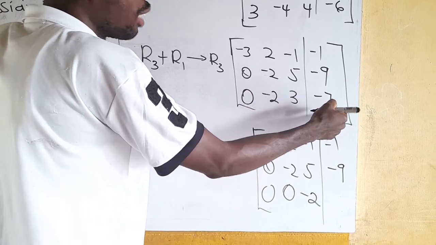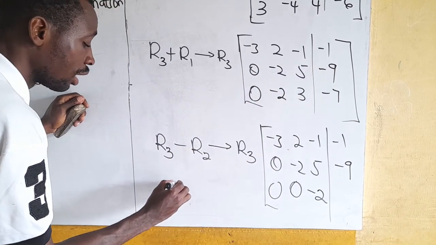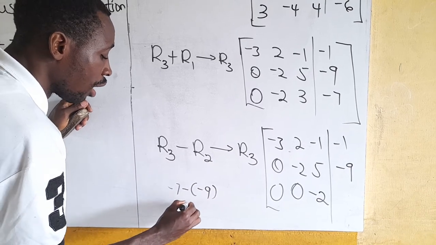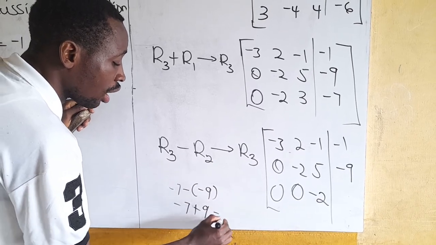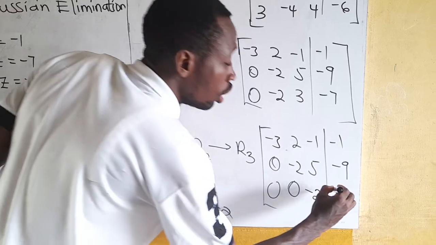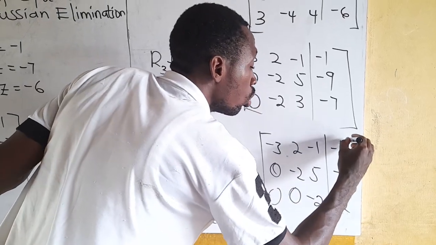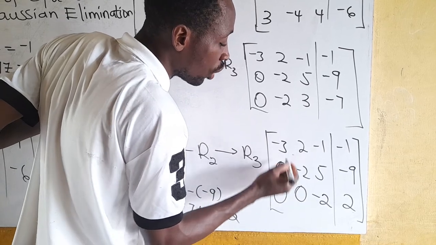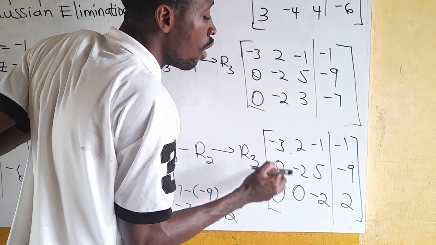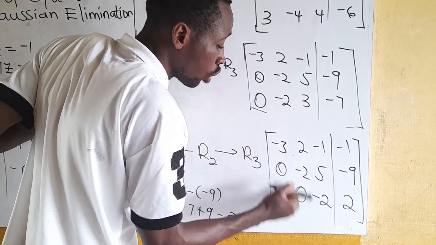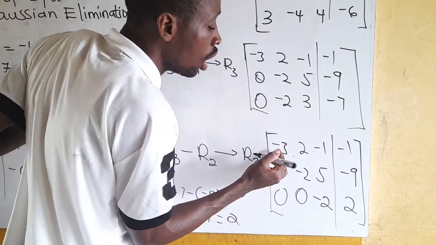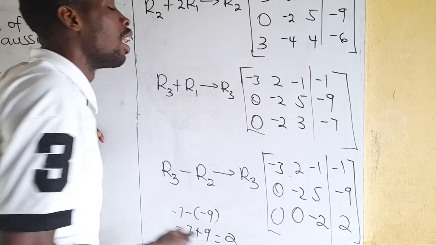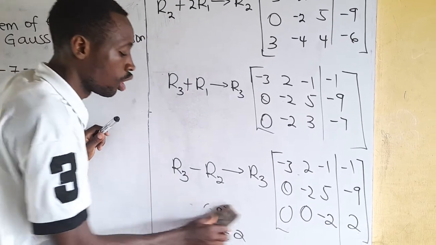Then negative 7 minus negative 9. See, negative 7 minus negative 9 would be negative 7 plus 9. That would be 2. So this place will be 2. So we have succeeded in making all the entries below the principal diagonal 0. The next thing is that all the entries in the principal diagonal, we make them 1. Then we back solve.